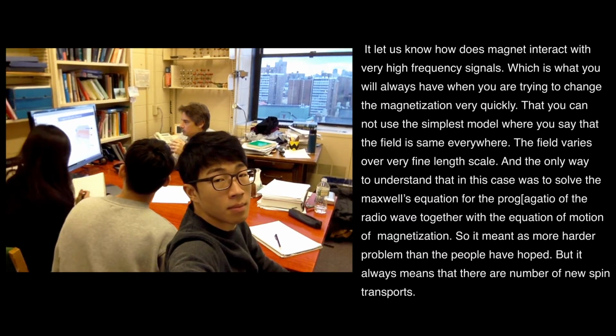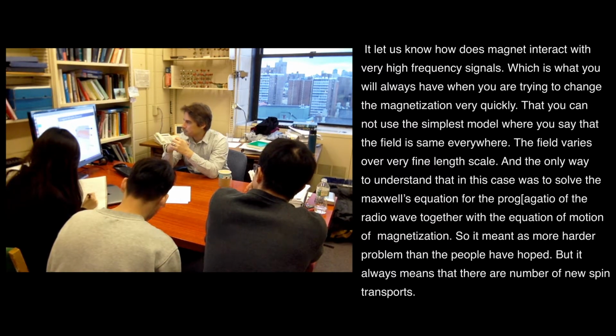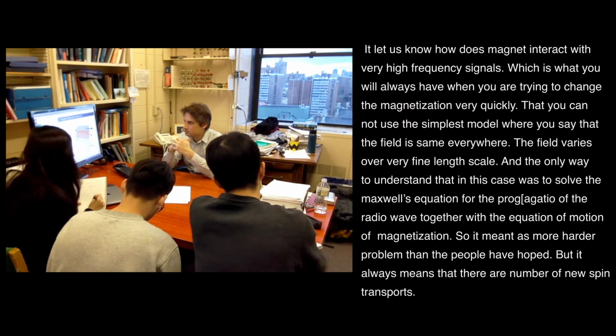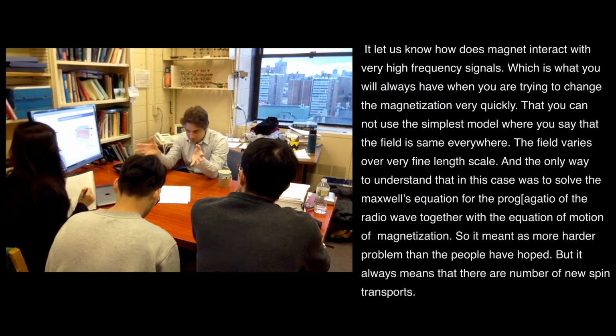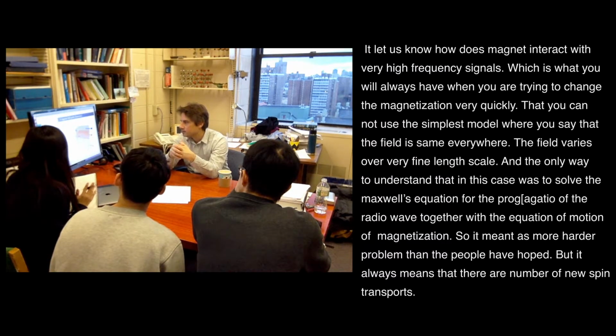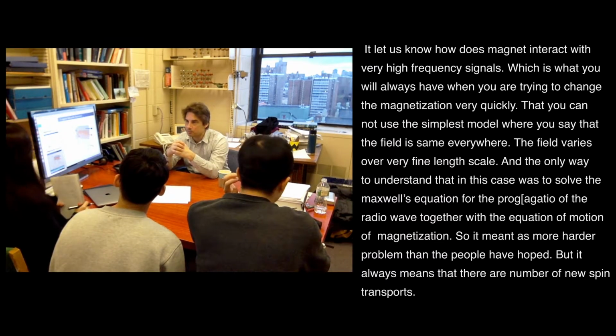I think it lets people know, if they're trying to understand how magnets interact with very high frequency signals, which is always what you have when you try to change magnetization very quickly, that you can't use the simplest model where you say the field is the same everywhere. The field varies over very, very fine length scales, as you can see. And the only way to understand it in this case was to solve Maxwell's equations for the propagation of a radio wave together with the equations of motion for the magnetization. That was the only way. So it's a much harder problem than people had hoped.